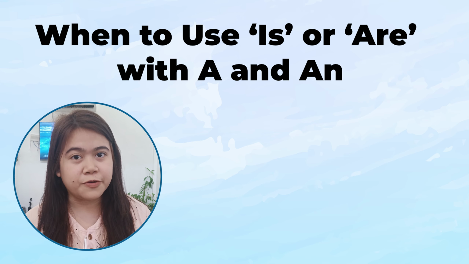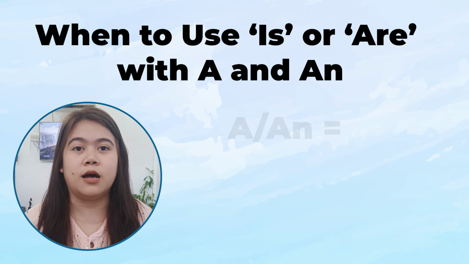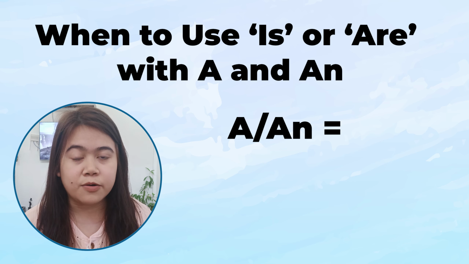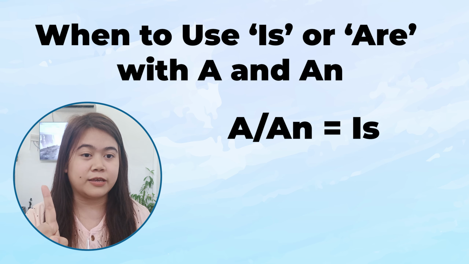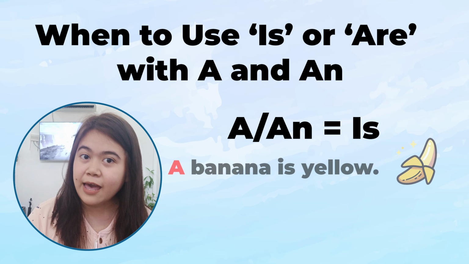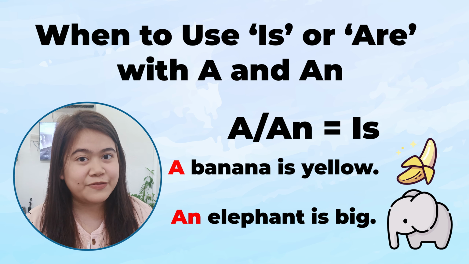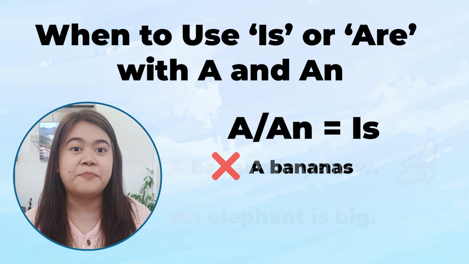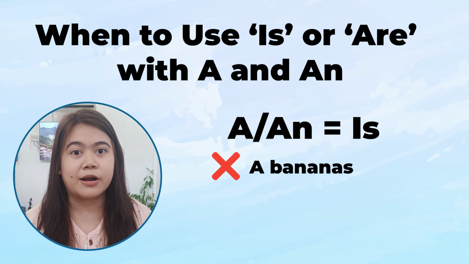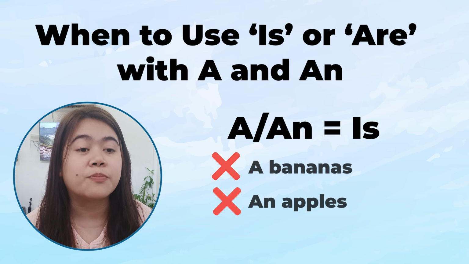Now let's connect to what we learned in our previous video in A1L1. When we use a or an, the noun is always singular, just one thing. So, a banana is yellow. An elephant is big. We never say a bananas or an apples because those are plural.